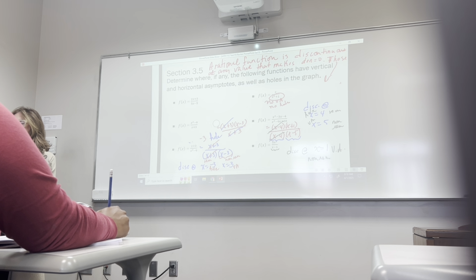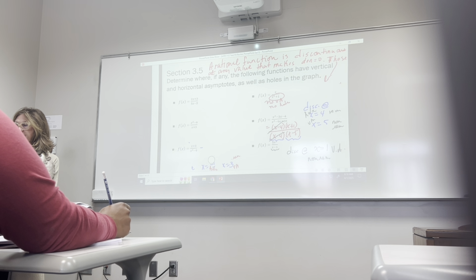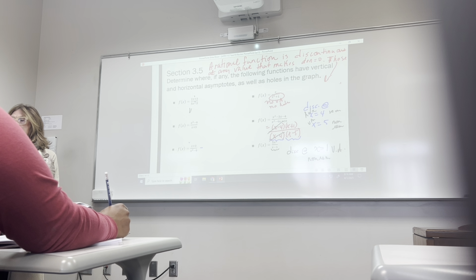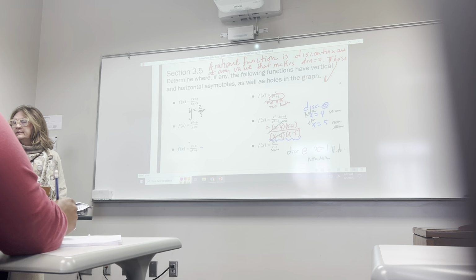Now we're going to go through and do all the horizontals. We just went through and did all the verticals. So the first one, what's the degree of the numerator? What's the degree of the denominator? 1. So the horizontal asymptote, when the degrees are the same, is y equals the ratio of leading coefficients. What's that going to be here? 2 over 5. So there's a horizontal asymptote at 2/5. Okay?